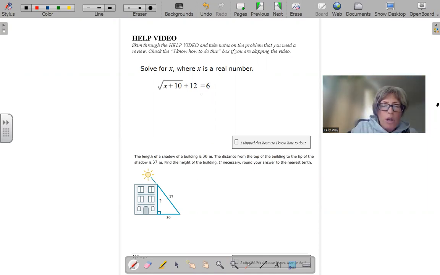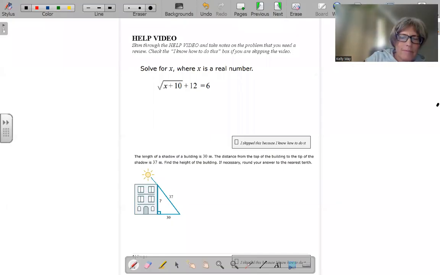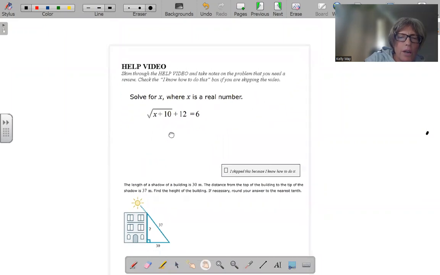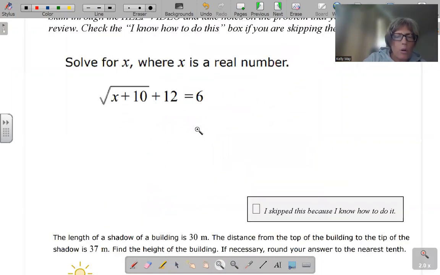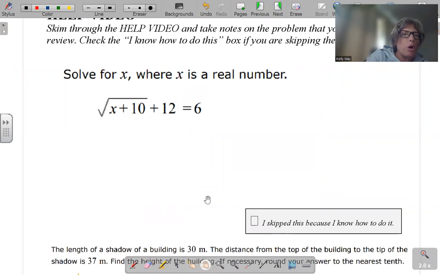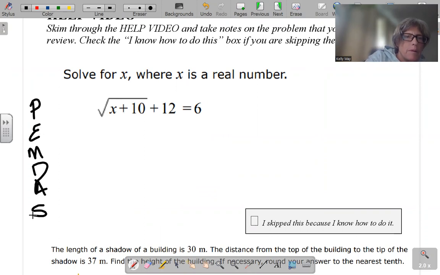So in this problem, we're going to solve for the variable, and you're going to have to watch for something very, very important here. Taking a look here, if you were to solve for x, your goal is to get x by itself. So you work backwards PEMDAS. So you do addition and subtraction first.